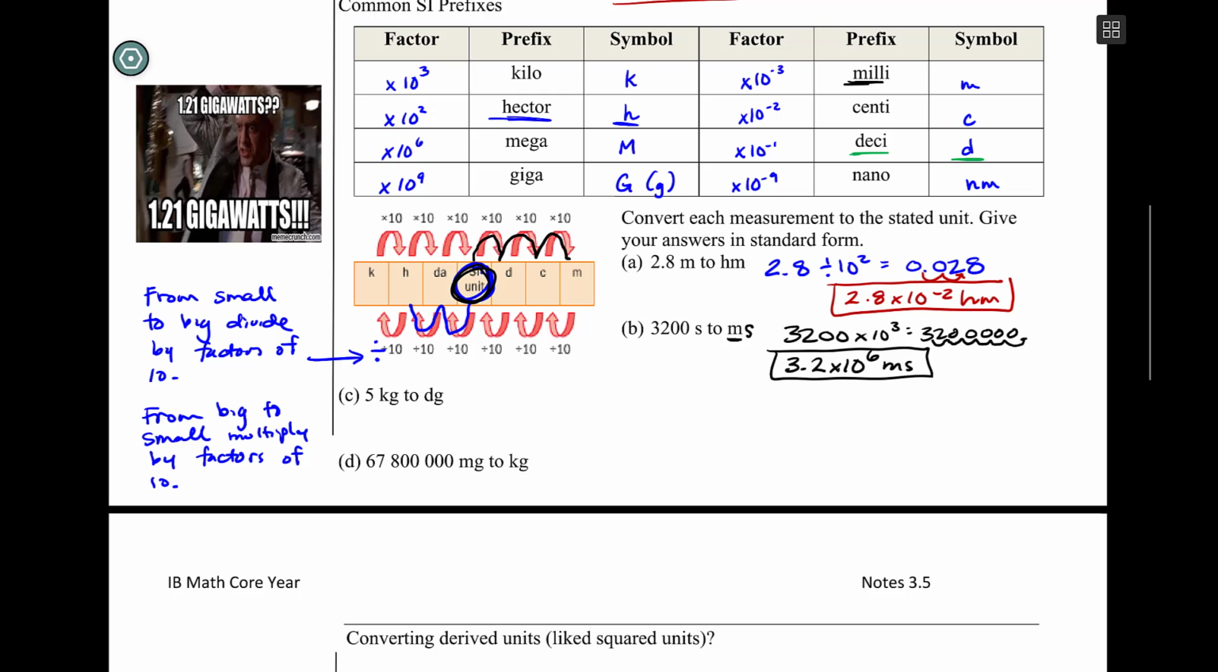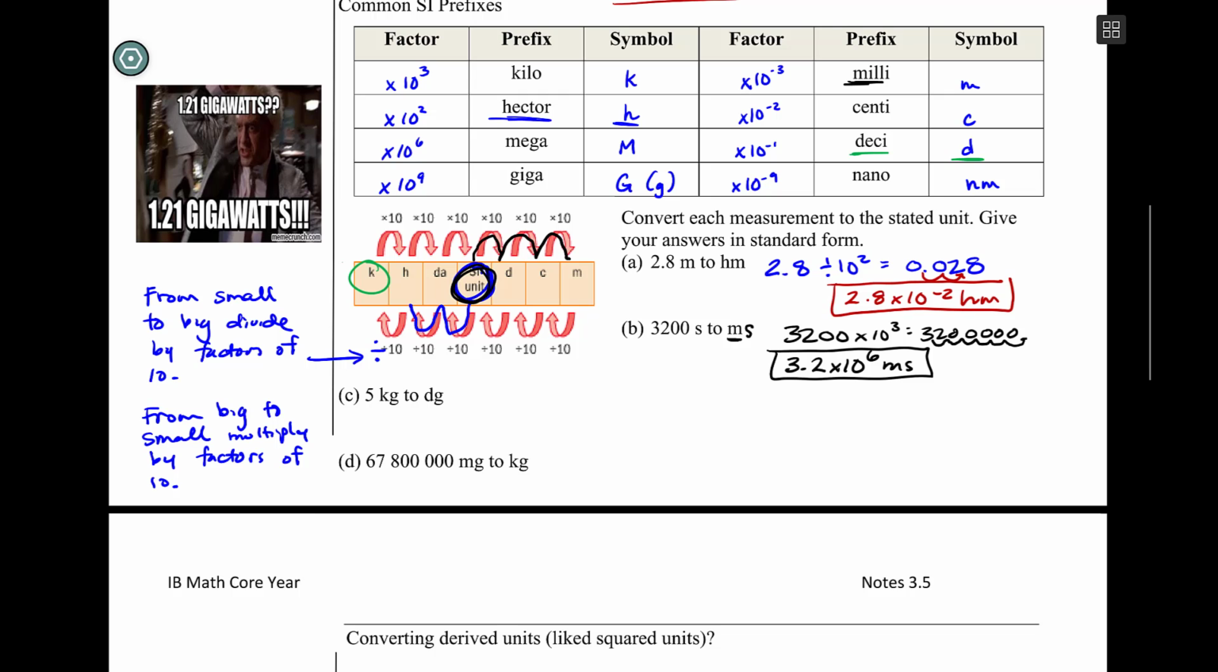So now we're looking at 5 kilograms to decigrams. Now mass is a little bit weird because the base unit is already multiplied by a factor of 1,000, right? It's times 10 to the third because we're looking at kilograms. So kilograms is all the way over here. You're not starting in the middle.